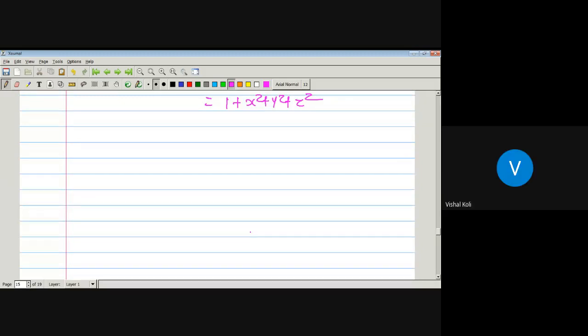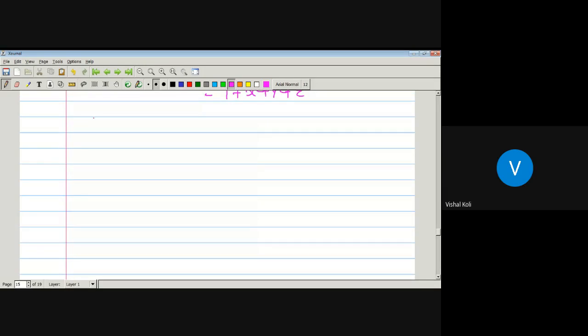No. Let's take one more example. Third one. Find out the determinant value of this one: 0, 1, minus 1, 2, 0, 5, 2, 4, 6. Tell me the determinant value of this one.